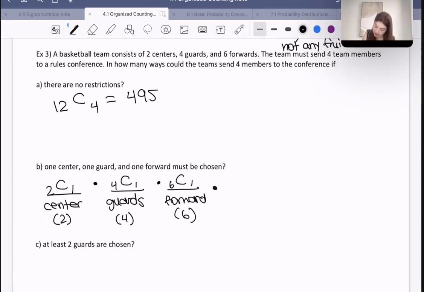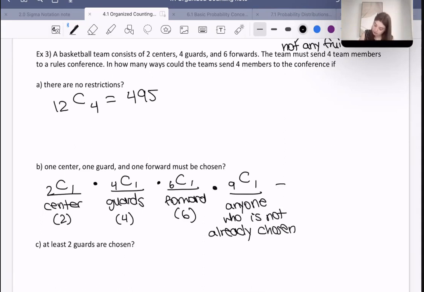And then for the last person, it can be any of the remaining people, right? So we already chose three people, keep in mind. So there's 9 members who we can choose. And it doesn't matter if it's a guard, a forward, or the other center, as long as we just choose anyone. So basically, this last one is just for anyone who is not already chosen to go.